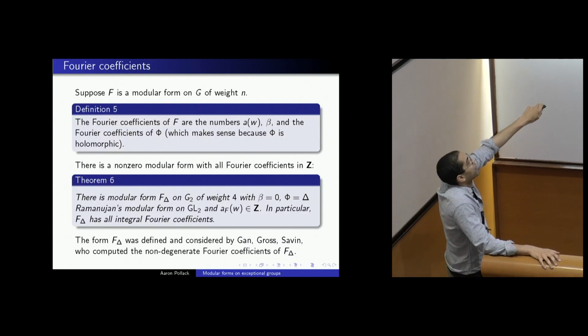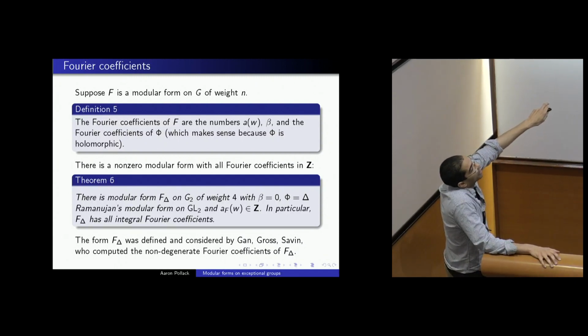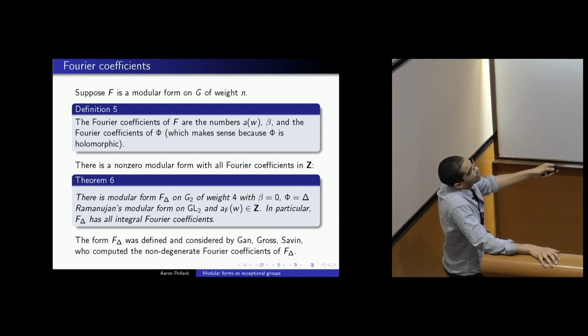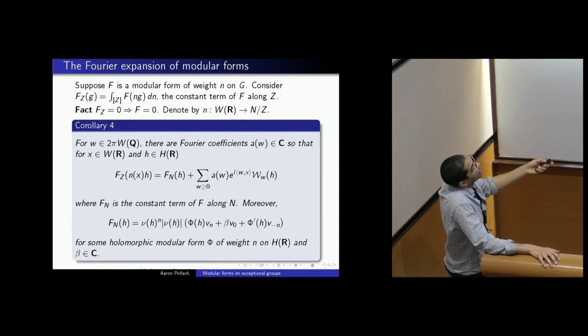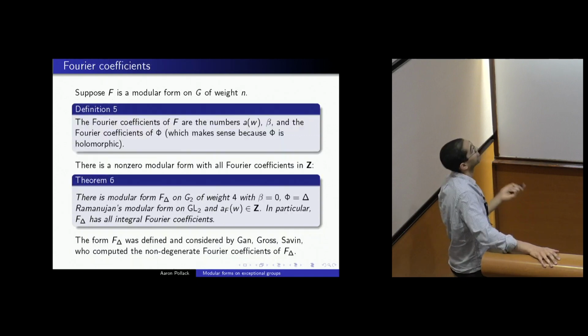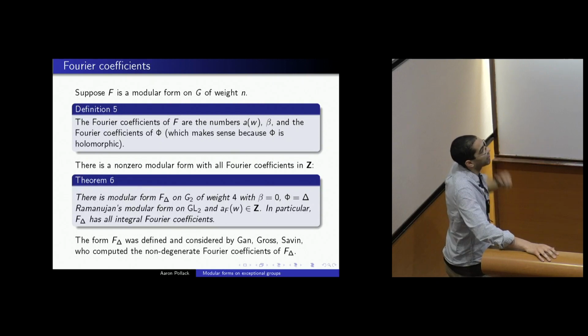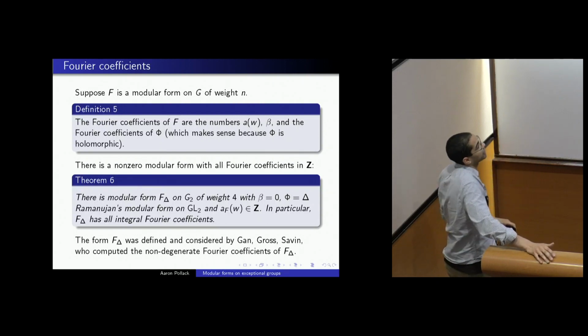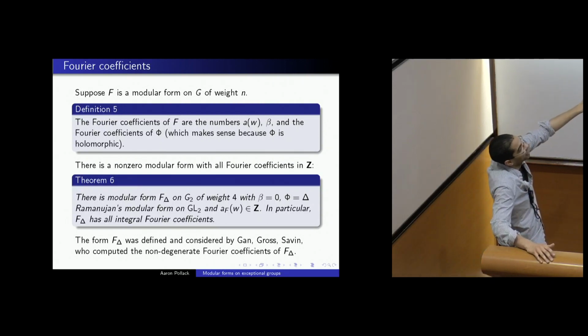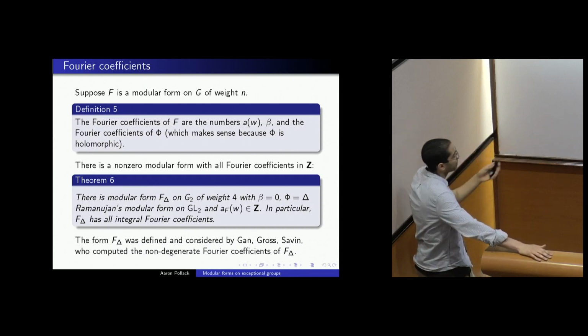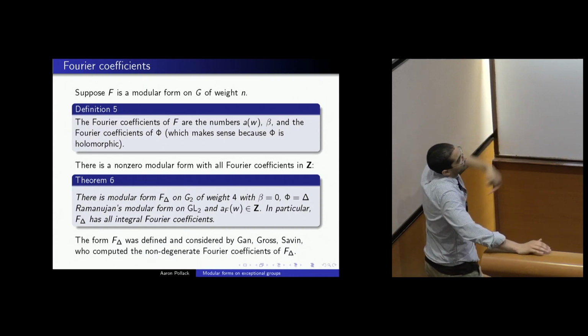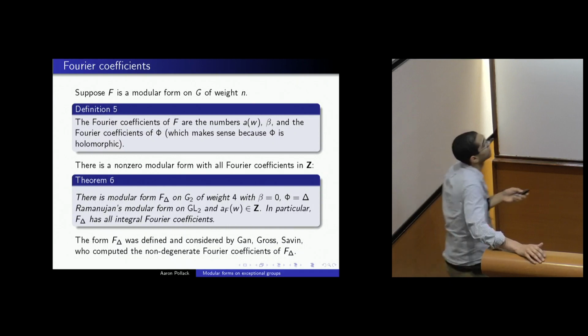And so this is a modular form of weight 4 whose constant term, which is a modular form on GL2, is Ramanujan's delta function. This constant beta is 0, and all the Fourier coefficients AW here are integers. So this automorphic function was defined and considered by Gross, Wallach and Savin, who gave an expression for the non-degenerate Fourier coefficients of this F delta. But the new thing here is the constant term and the degenerate coefficients.